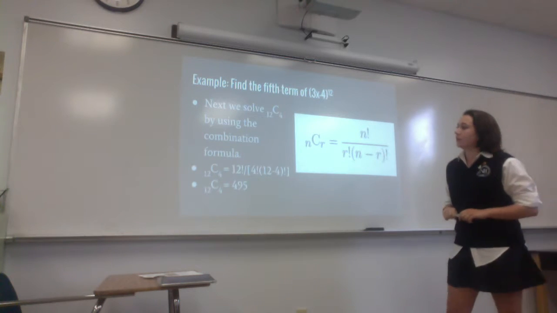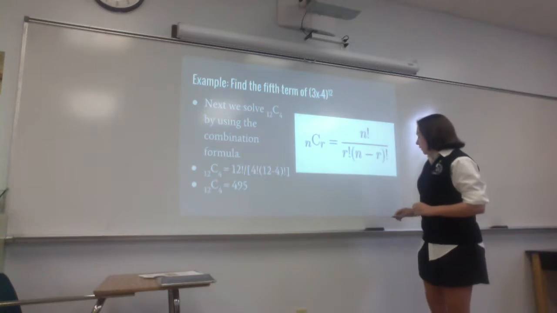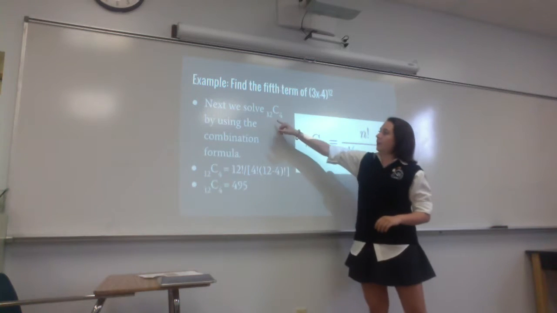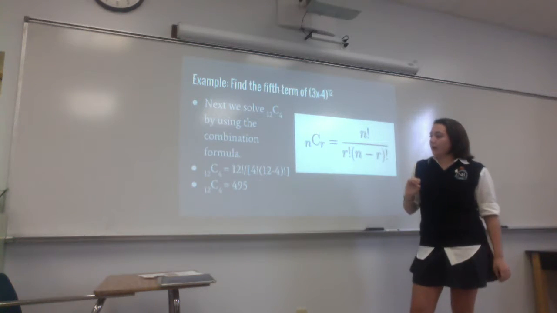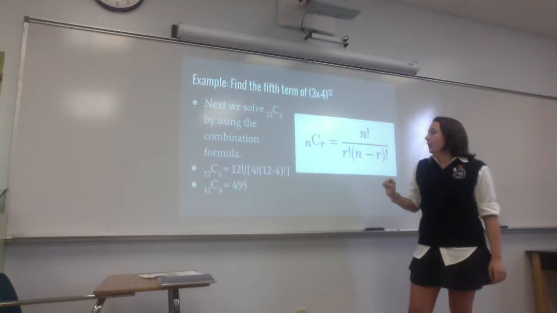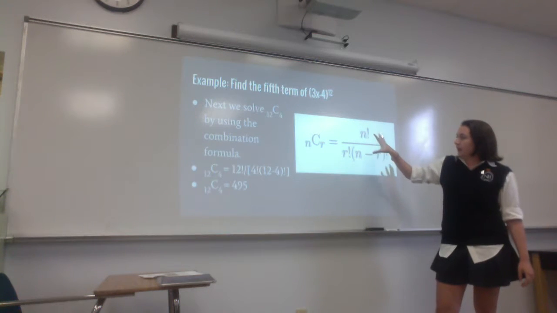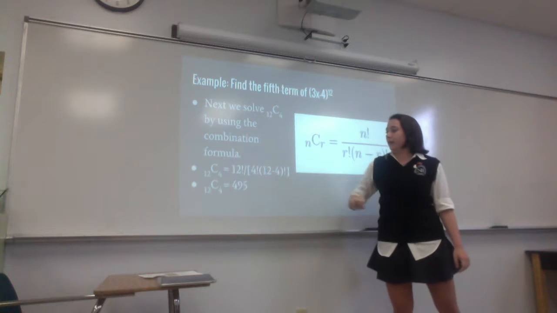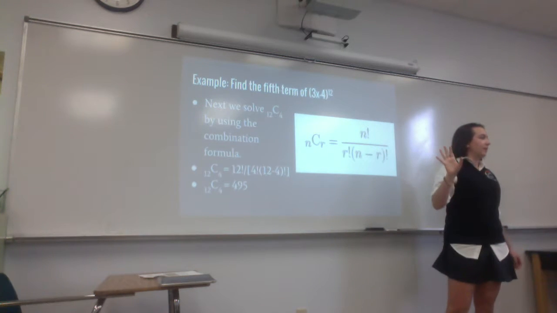And we're going to use this because when we were setting up our magic formula, you guys saw that we had 12C4. So we have to solve for that coefficient, or that number. So we plug in our numbers, and after we solve the formula, we would get 495. Does anyone have any questions about how the combination formula works? Okay.